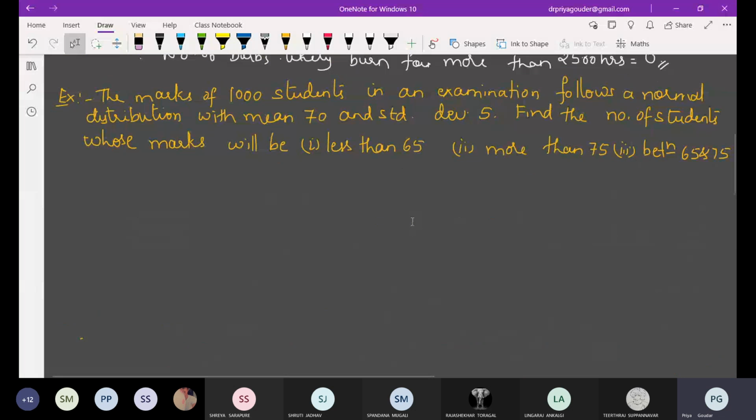Now, write the next. This is also one of the important ones. The marks of 1000 students in an examination follow a normal distribution with mean 70 and standard deviation 5. Find the number of students whose marks will be less than 65, more than 65, between 65 and 75.